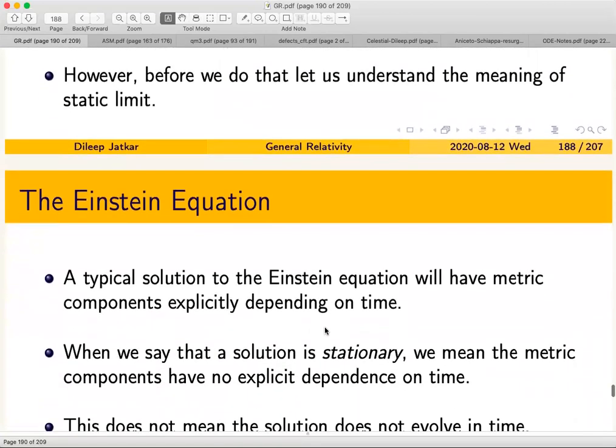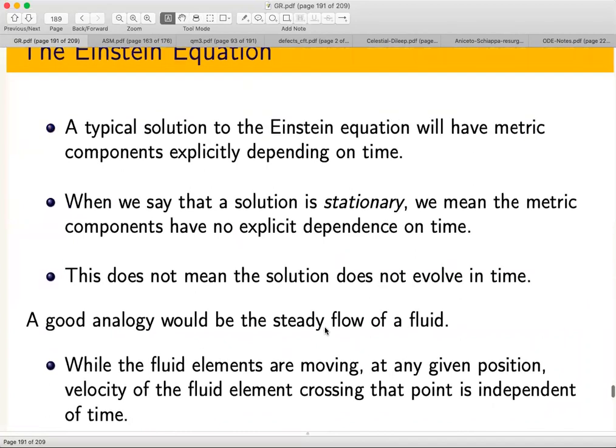Typically when you look at a solution to Einstein equation, it would have a metric written in terms of all space-time coordinates, and that means g alpha beta as a function of x. And if it is a function of all space-time coordinates, then of course it will also be a function of time because it's part of the x mu. So when we want to look for a static solution, we'll have to impose certain conditions on what is the form of the solution.